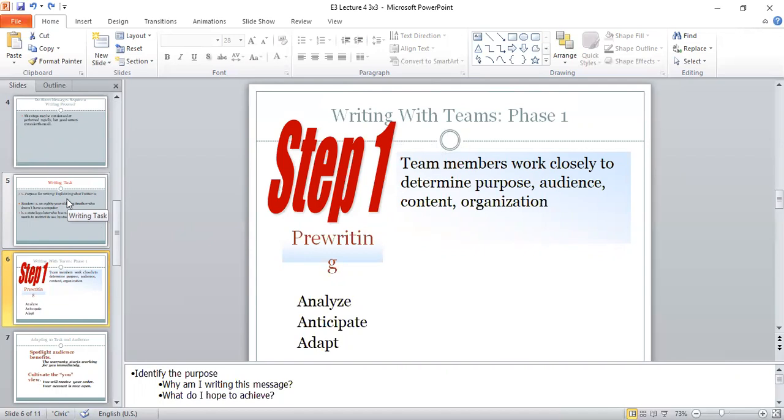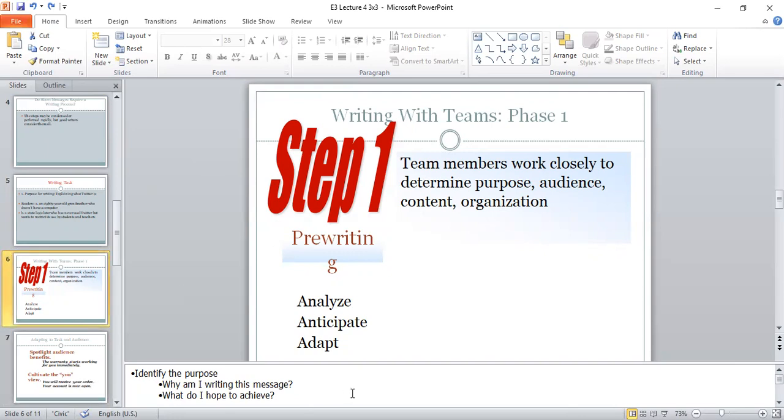So the writing with teams step, we have phase one, and this is step one that we have already talked about. We have got three steps here: pre-writing, writing, and revising. So we're going to discuss the first step here, the pre-writing process. Again, it is going to require analysis. We're going to analyze, anticipate, and adapt. Team members work closely to determine the purpose, audience, content, and organization. You could have observed that in the previous task, I gave you the audience and the purpose, both. The rest of the things you need to find out.